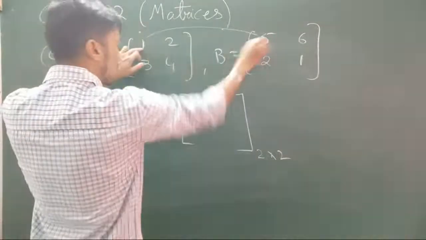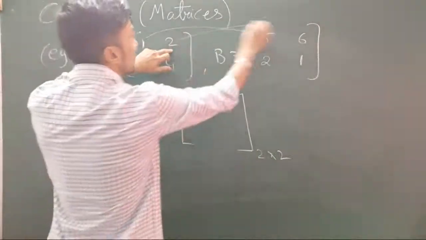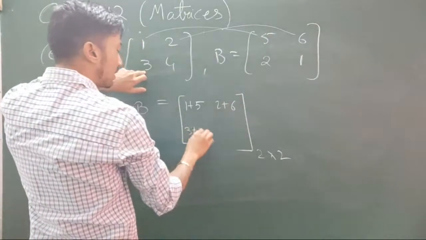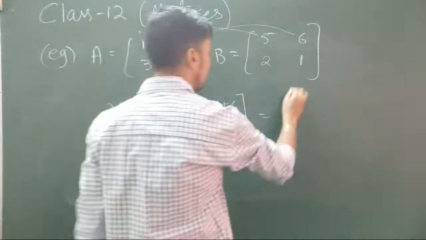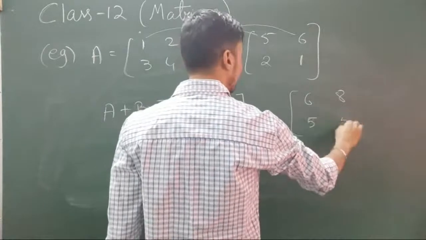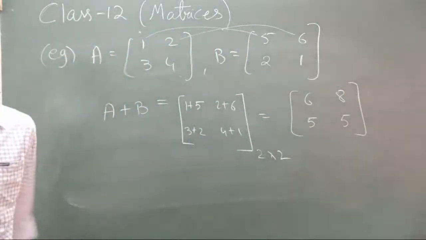That is 1 plus 5. Here corresponding elements, 2 plus 6. That's why they have to be comparable, no? Then only we will have the corresponding elements which we will add. So that's 6, 8, 5, 5. Simple as that. So that's how we will be adding or subtracting matrices.